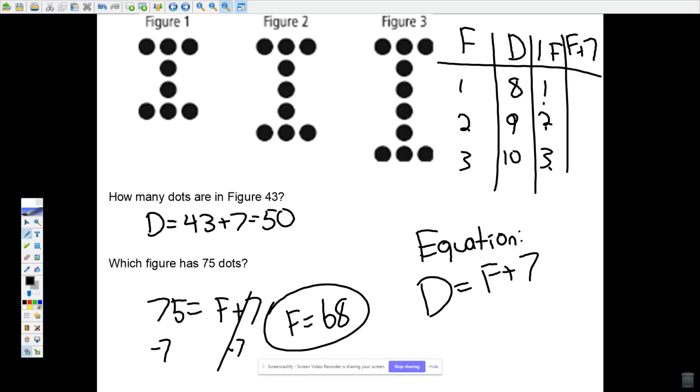Once we have that equation, we can put 43 in for f to figure out how many dots are in figure number 43. And to figure out which figure has 75 dots, we put the 75 in for the dots, solve for the f, and we're left with f equals 68.